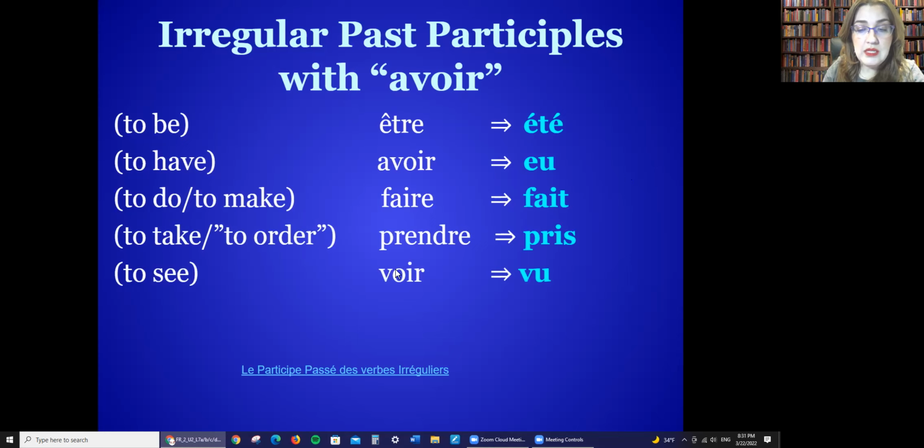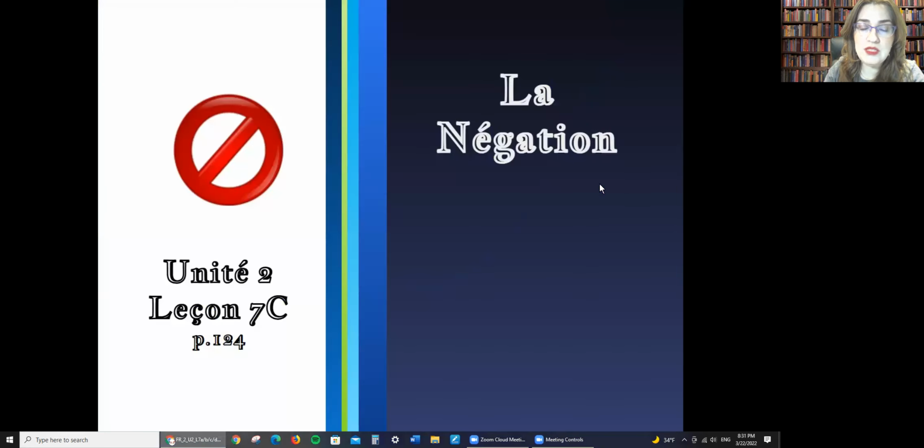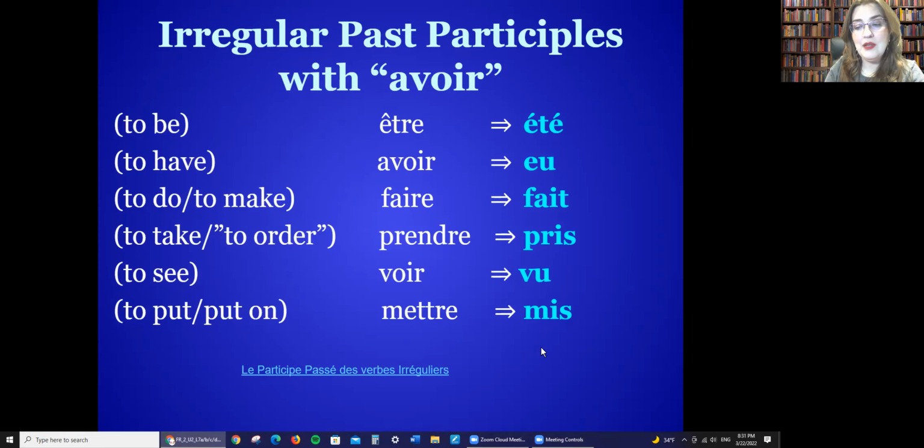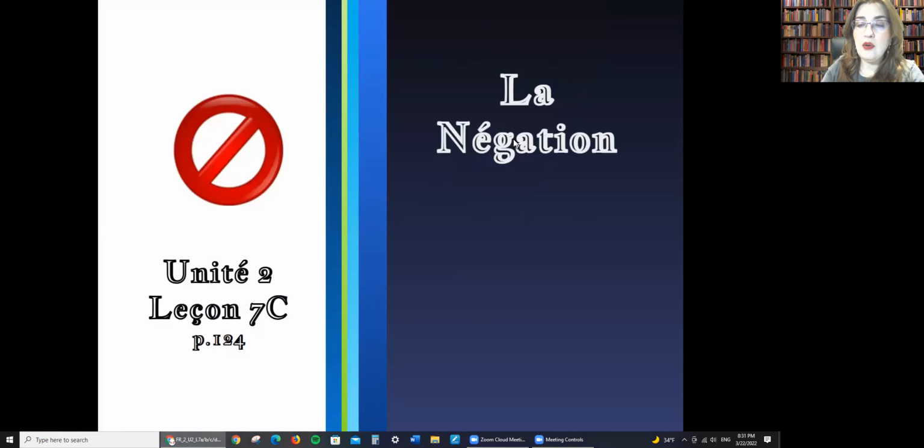Same for to see, voir, the past participle is vu, as in voir, the verb that we just learned how to conjugate in the present tense. Now, knowing the past participle, vu, will help us conjugate it in the passé composé. To put on or to put is mettre, the past participle is mis. There you go, mis. Now, of course, we will have many practices in class. Now I'm moving through the learning targets. Please fill out your lesson notes.